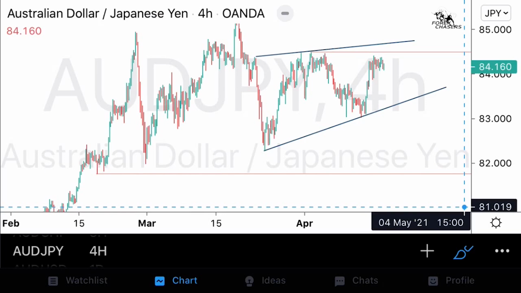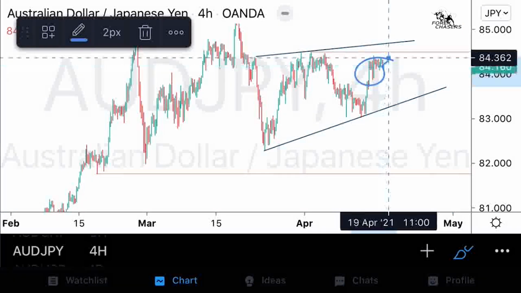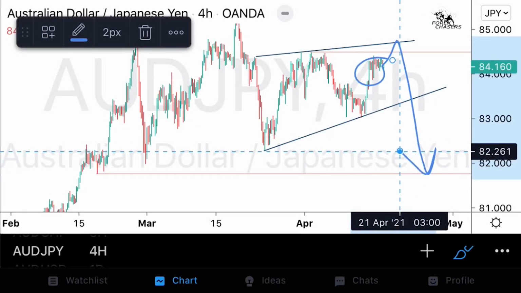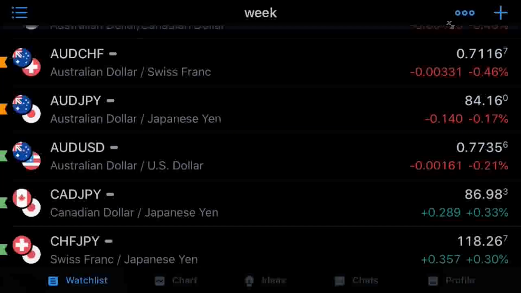So the trade that I'm looking to get involved in is obviously from these areas here. I'm looking to sell into the momentum to these support structures over there. So that's my bias on AUDJPY. I'm going to be looking to get into that higher time frame momentum to the downside. Let's go on to the next pair.